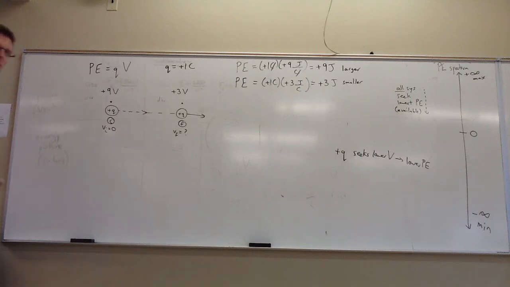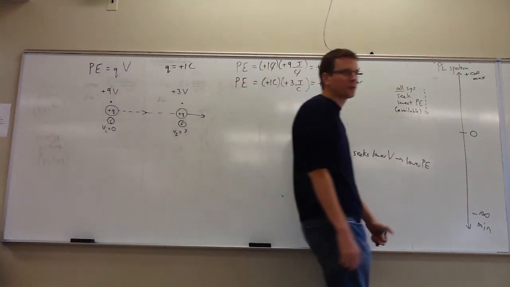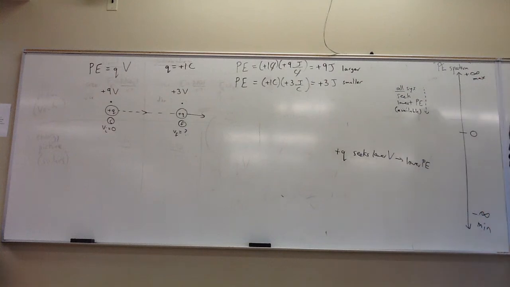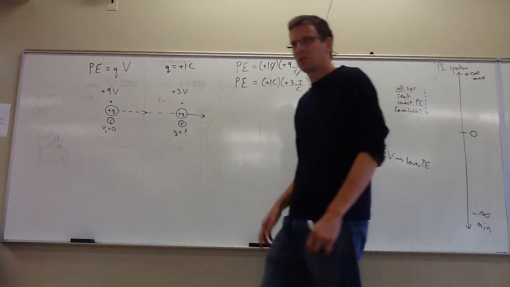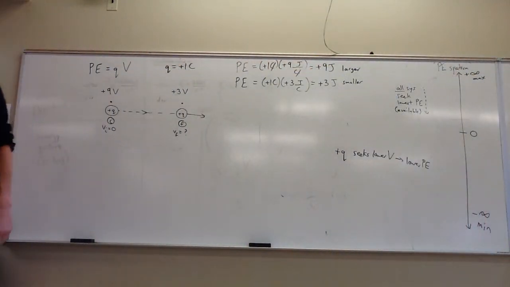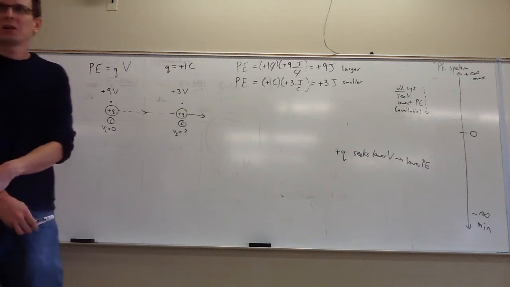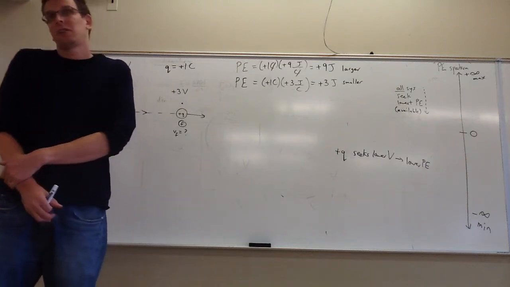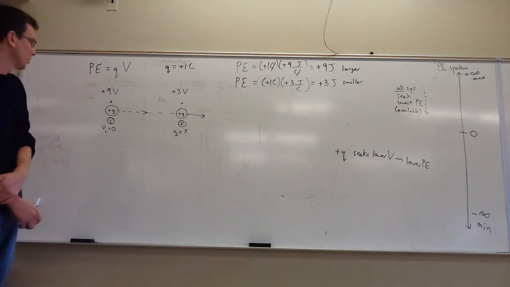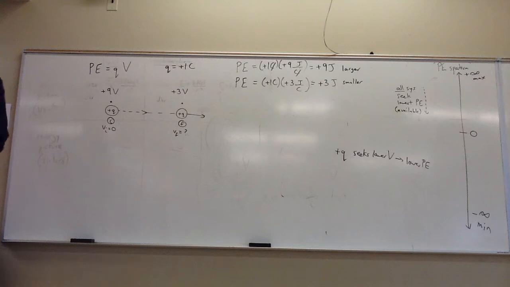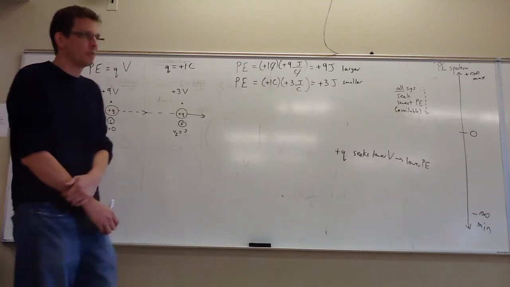So a rock falls down under gravity to get to lower potential energy. A positive charge falls down into lower voltage to get to lower potential energy. Doesn't mean that you can't reverse it temporarily. You can, of course, throw a ball upward. It'll come back down. It doesn't mean you couldn't throw a positive charge into higher voltage, but it's going to fall back down into lower voltage. Positive charges seek lower voltage.